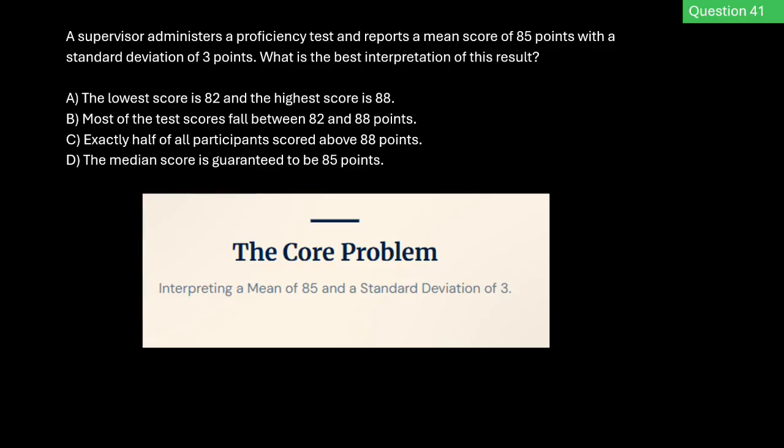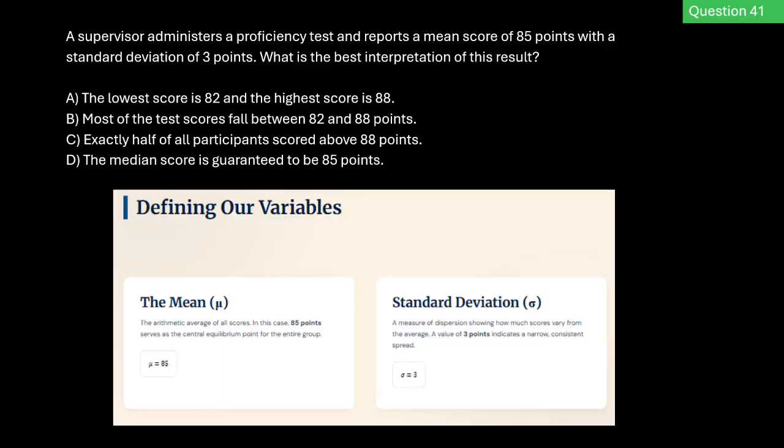So let's break down these two terms. We have the mean, which is simply the arithmetic average of all the scores. Now think of it as the central balance point for the entire group. So in this problem, our mean is exactly 85 points.